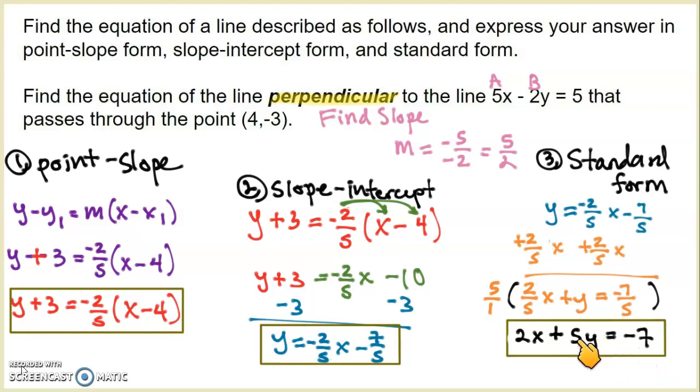So if I graph any one of these in the calculator along with this one, then they should be perpendicular, so they cross at a 90-degree angle, and they each contain this point. And I can check that by taking this point, replacing it with x and y, and seeing that it equals -7.